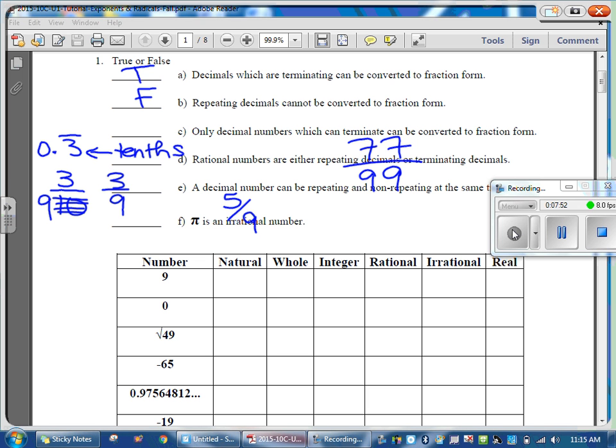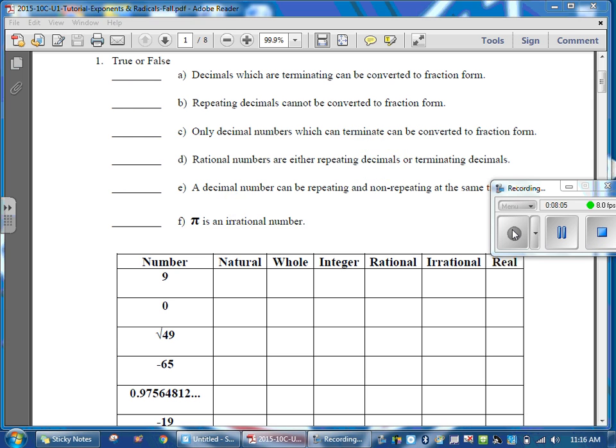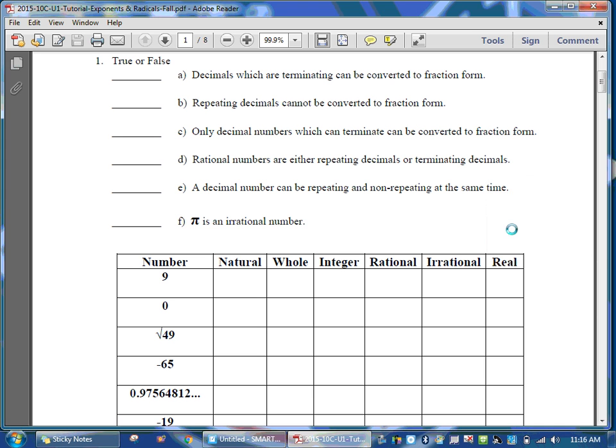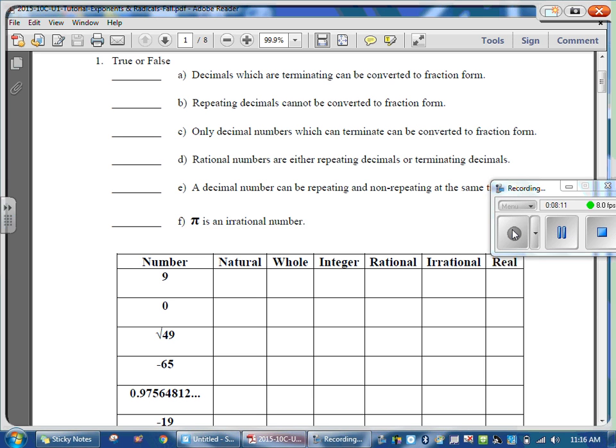So yes, they can be put into fraction form. We just subtract 1 from the bottom. Okay. That's how that part works. So the first one's true, the second one's false. All right. Next we've got only decimal numbers which can terminate can go into fraction form. Well, that's false because we just figured out that repeating decimals can be put into fraction form. So we've got true, false, false.